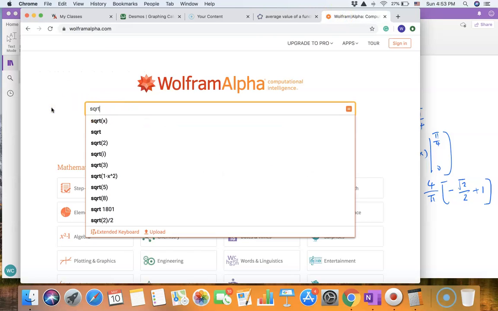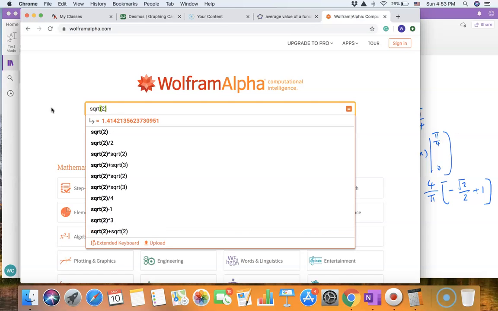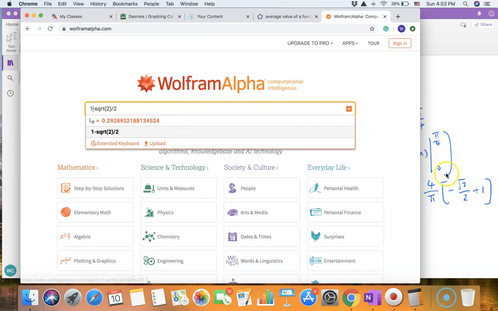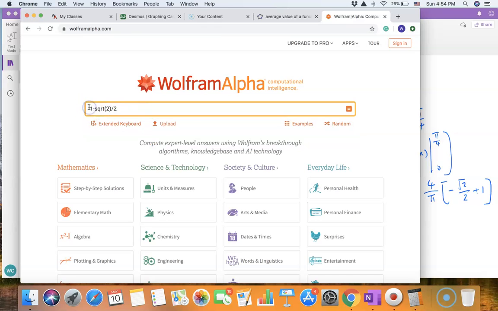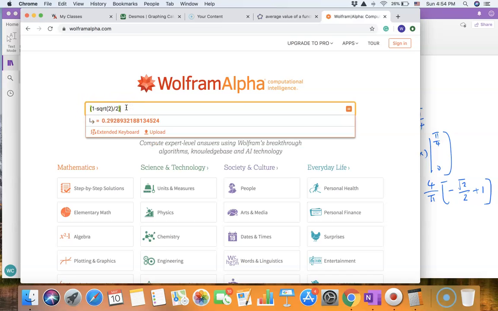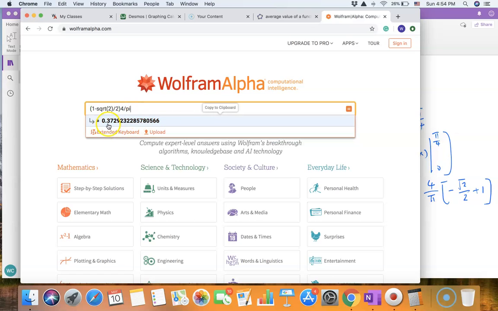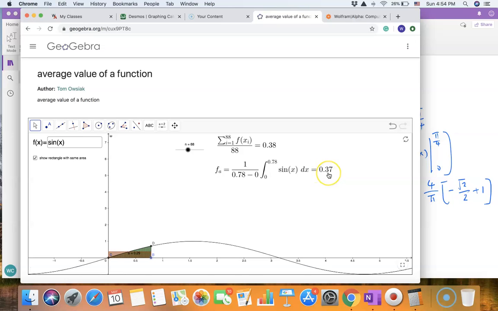So square root of 2 divided by 2, and now 1 minus square root of 2 over 2 equals this, and we multiply this by 4 over pi. Now the result is 0.3729, which is close to this.